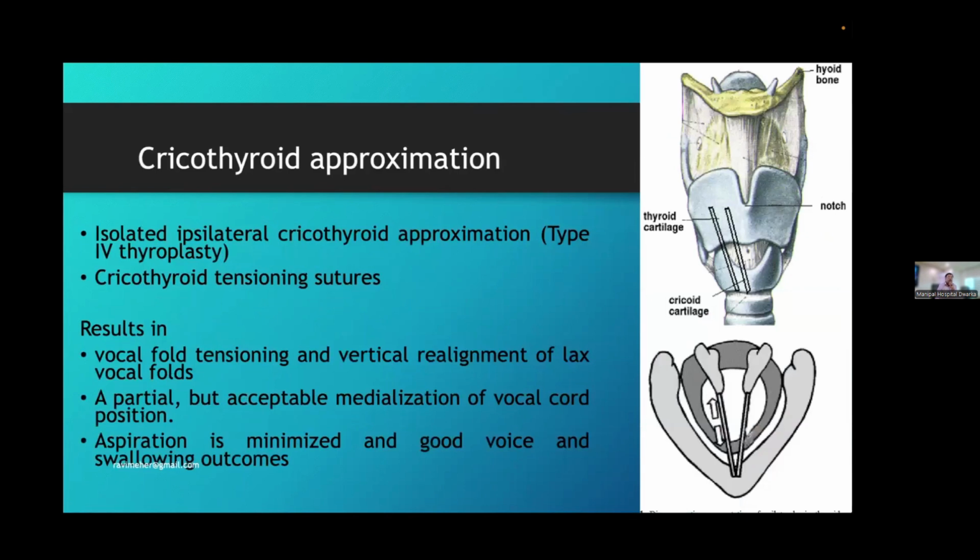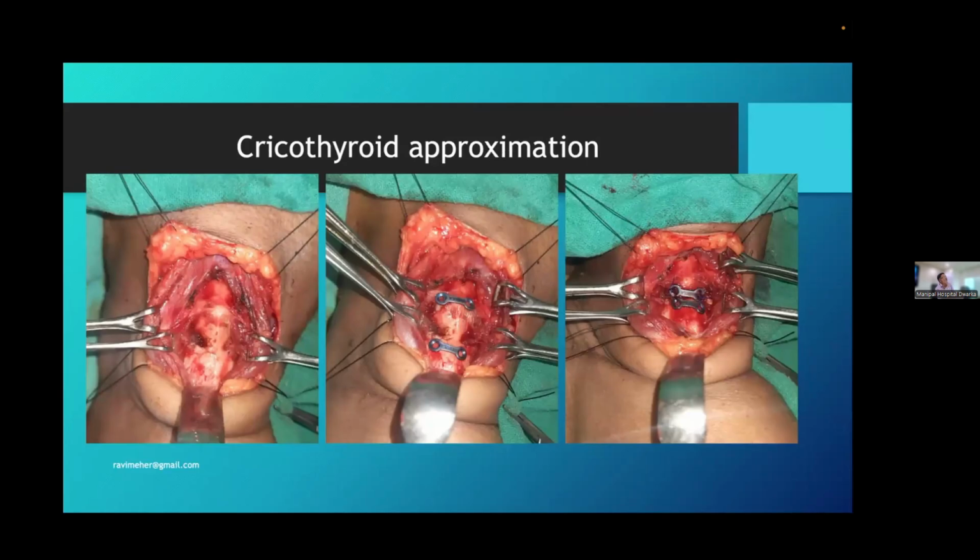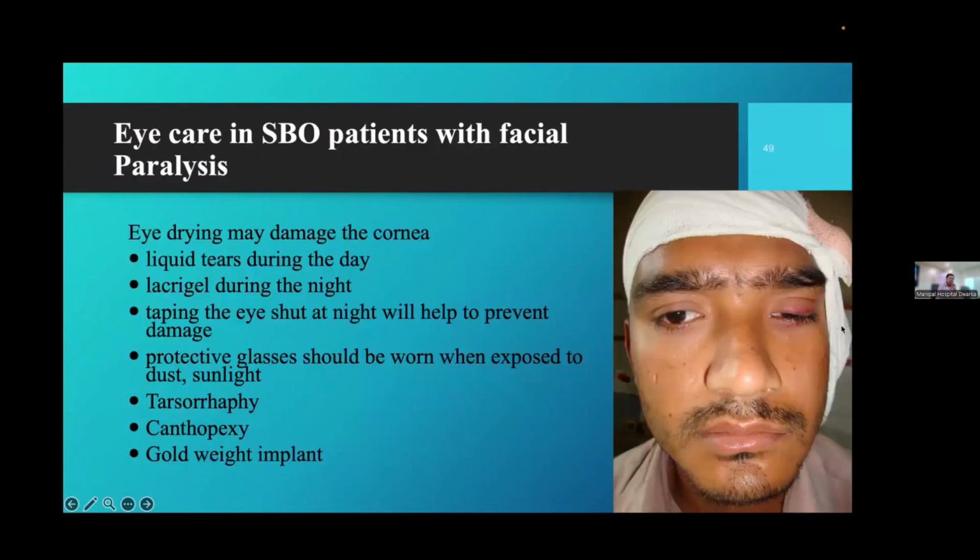And lastly, you can do a cricothyroid approximation. So when you approximate the cricothyroid cartilages, what is happening is you are actually pulling the vocal cords, right? And when you pull it, it stretches and it prevents the aspiration, right? So this is one of the patients in whom we did a cricothyroid approximation, and just passing the suture will actually cut through the cartilage. So we have used mini clips, right? So that is one thing which can be done for these patients.